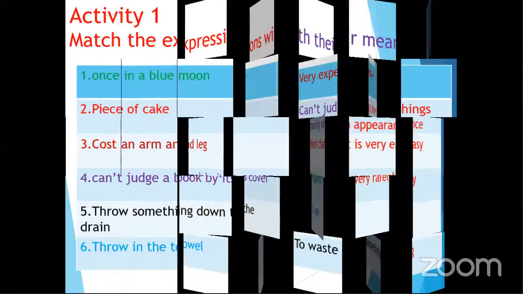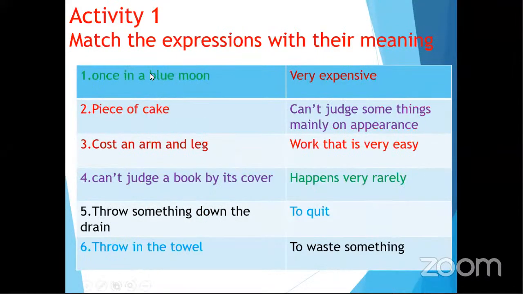Yes, here we go. Once in a blue moon. What does it mean? If one says, I go there once in a blue moon, what does it mean? Let's see, dear students, what the answer is. Okay, once in a blue moon. Here is the answer. Happens very rarely.